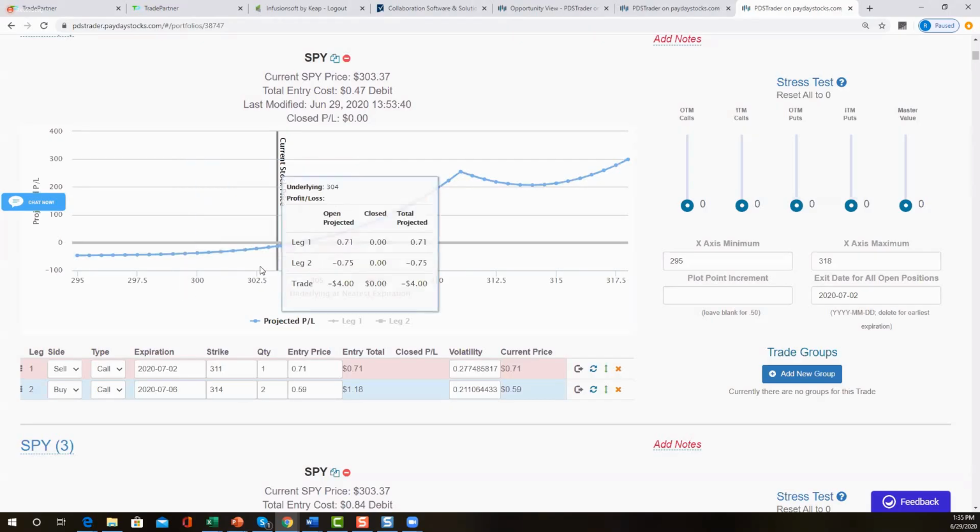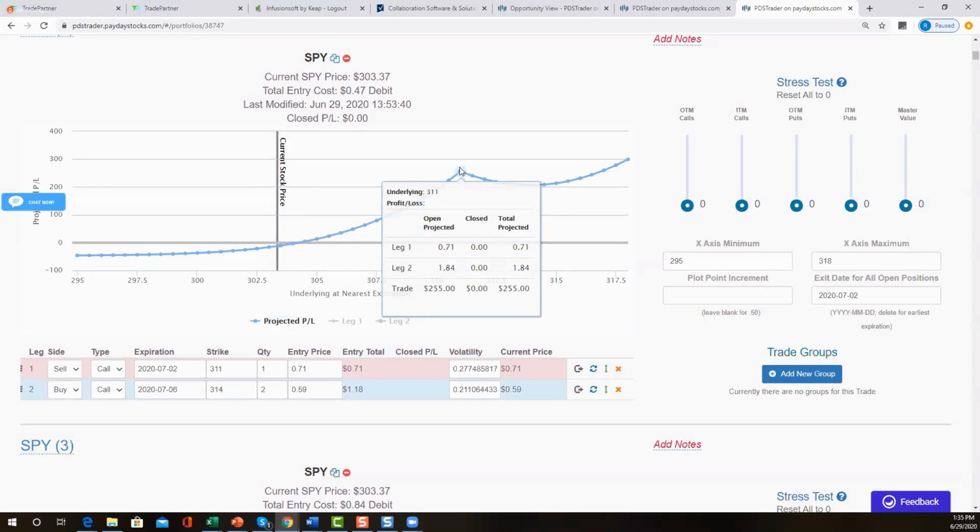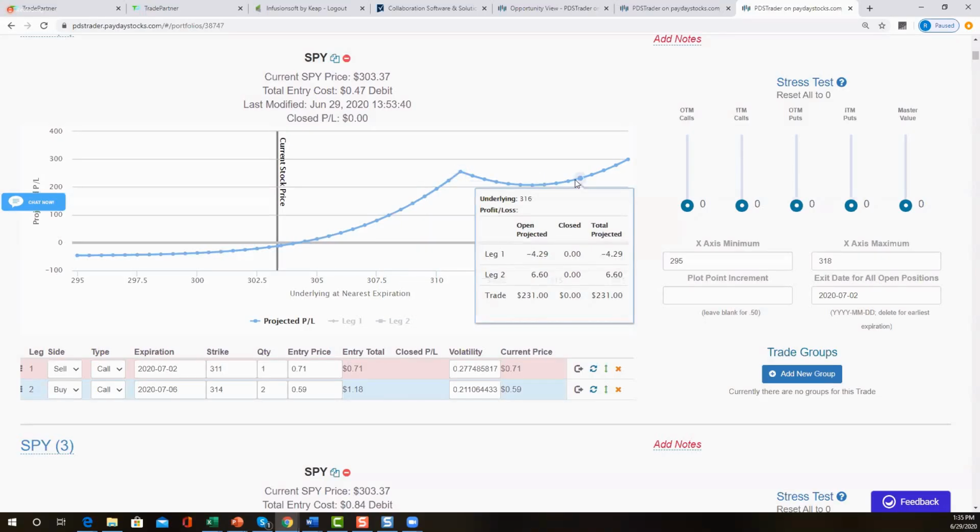But you'll notice that if the market goes up to 311, we have a profit potential on one at about 255. Okay. From that point on, if I don't do anything else, I can at least sell another call option at some point to the upside. And I could sell, at that point, a 314 for $1.